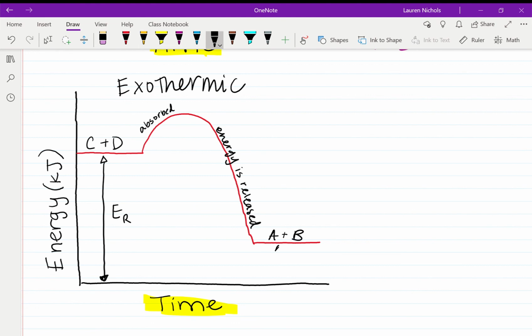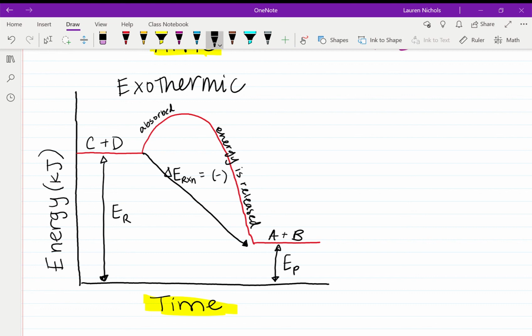And we can see that the energy of our products is much lower than the energy of our reactants. And so if we draw that arrow I was telling you guys about earlier from our reactants to our products, it points down, which means our overall change in energy of our reaction is negative, meaning that more of the energy is released than is absorbed. And so it would be that difference there.